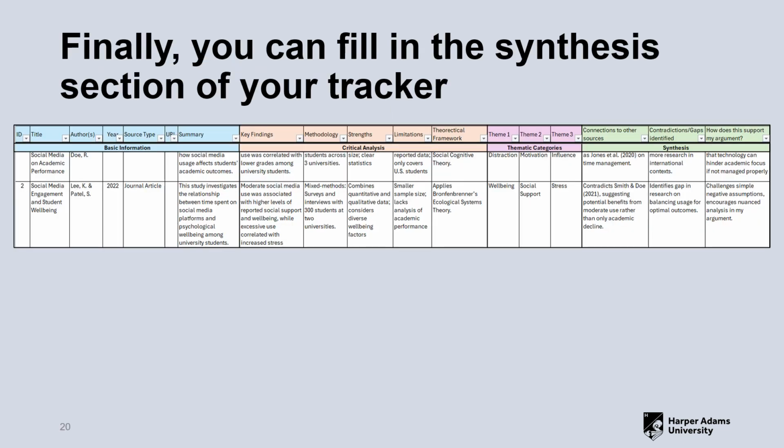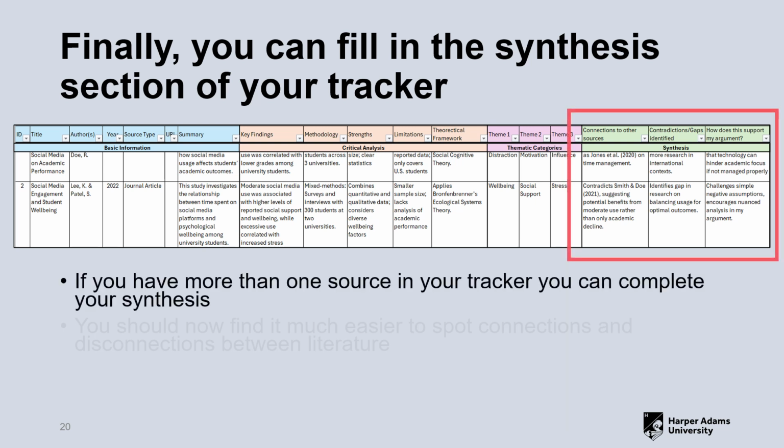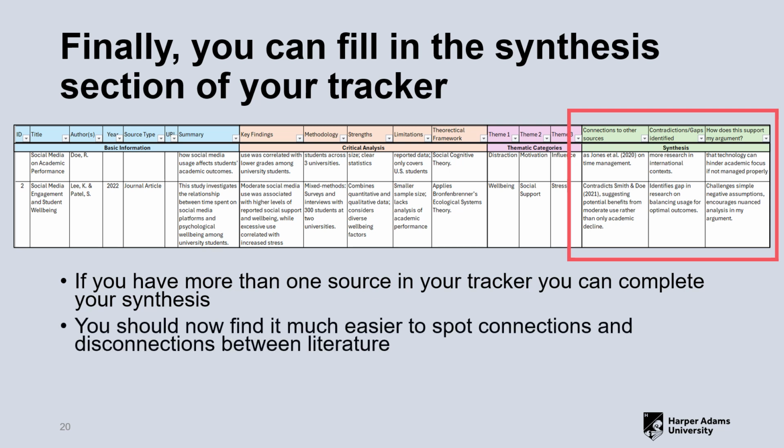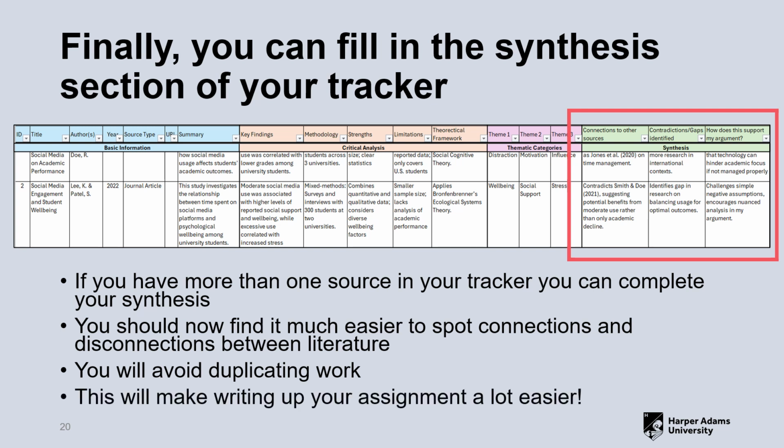As we wrap up this session, let's just recap. By synthesizing your literature, you'll find it much easier to write assignments with clear connections between sources. You'll avoid a duplicated effort and develop stronger, more original analysis. That's how you move from a shopping list review to persuasive, well organized academic writing.